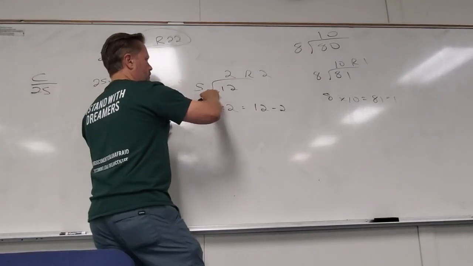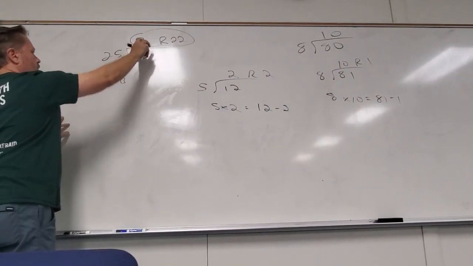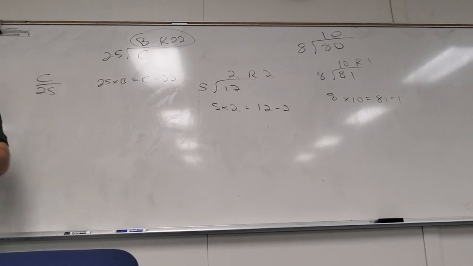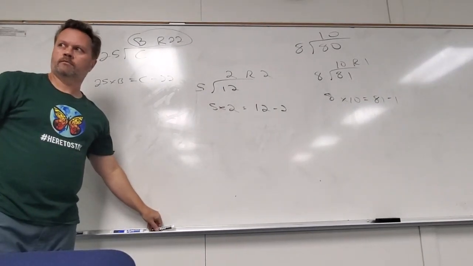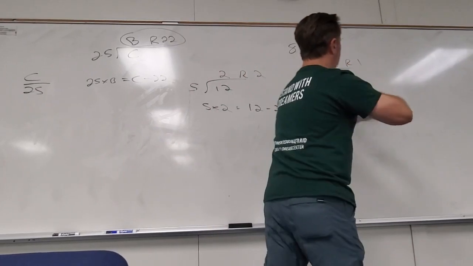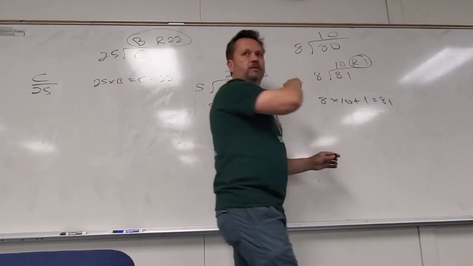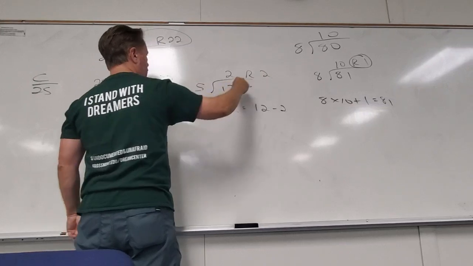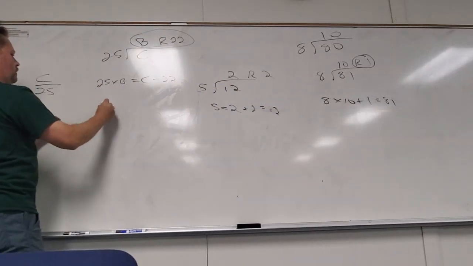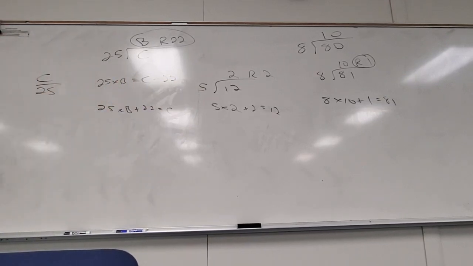So if 5 times 2 is 12 minus 2 and 8 times 10 is 81 minus 1, what's 25 times B? C minus 22. Another way to look at this that might be a little more straightforward, because I was kind of going straight for the answer: 8 times 10 plus 1 is 81, correct? 5 times 2 plus 2 is 12. So you could say 25 times B plus 22 is C, and when you subtract 22, you figure out what 25 times B must be.